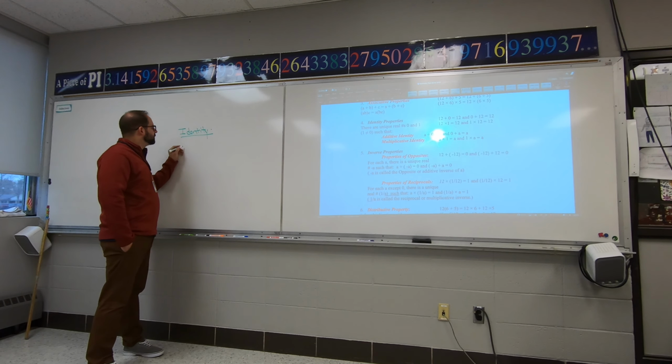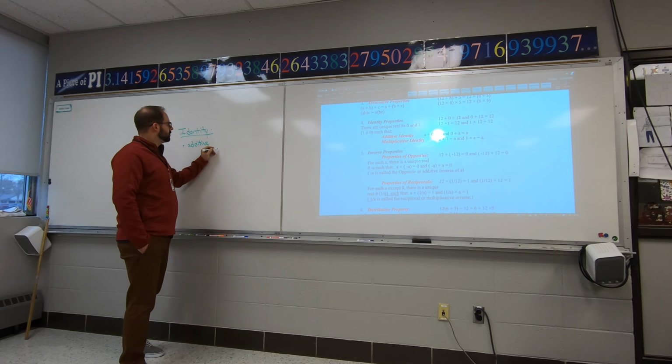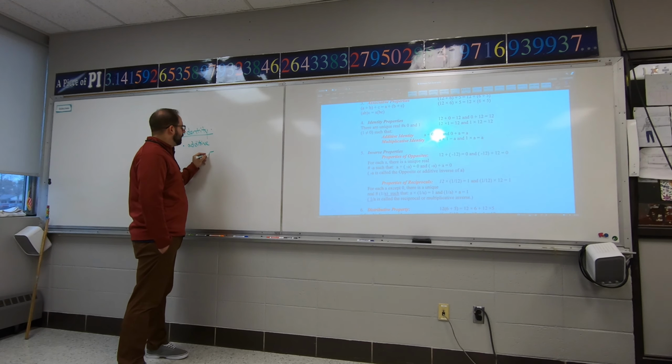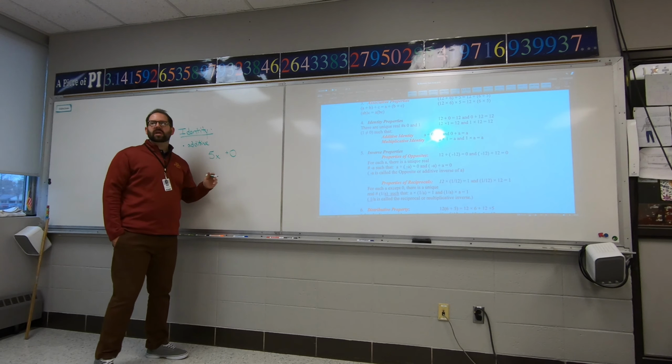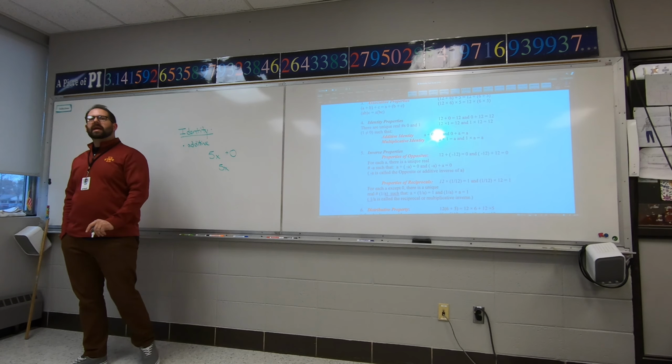So there's 2 types. There's the additive. What is something I can add to a problem that would not change my answer? 0. So on a problem like this, if I add 0 to it, it doesn't change my problem. It'll be a 5x, whatever it is. So I can add 0 to something.